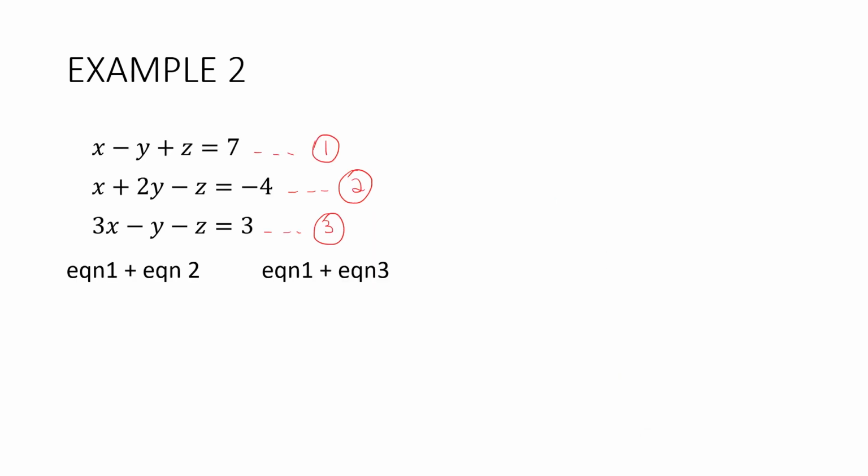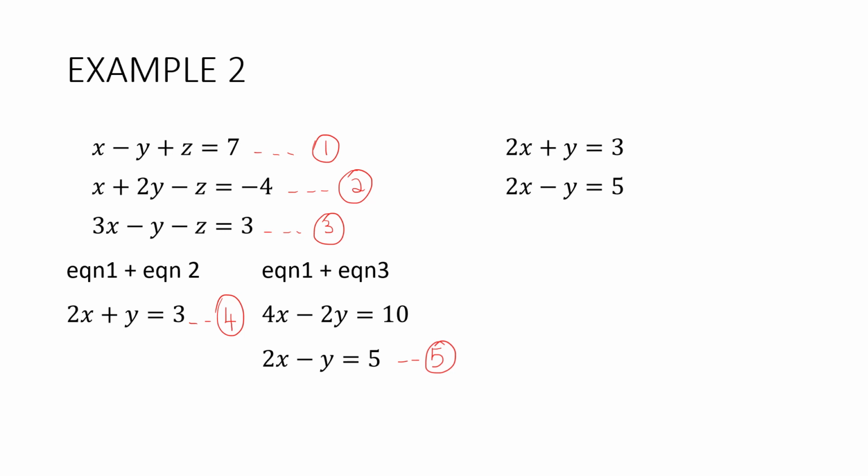So adding equation 1 and equation 2, I get 2x plus y is equal to 3. Adding equation 1 and 3, I get 4x take away 2y is equal to 10, and I can easily divide every term here by 2 and simplify it. So now we have equation 4 and 5, which we are going to solve simultaneously. And again, I've got differing signs there with the y's, so I'm going to add these two together. And that's going to give me 4x is equal to 8. Divide both sides by 4, x is equal to 2.